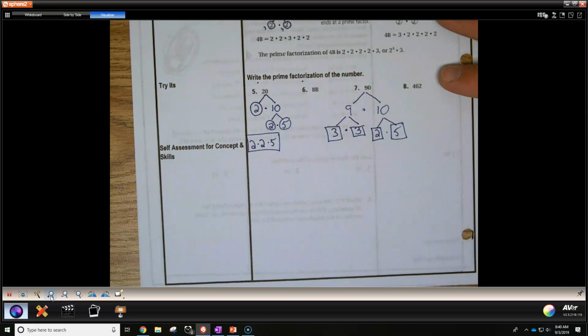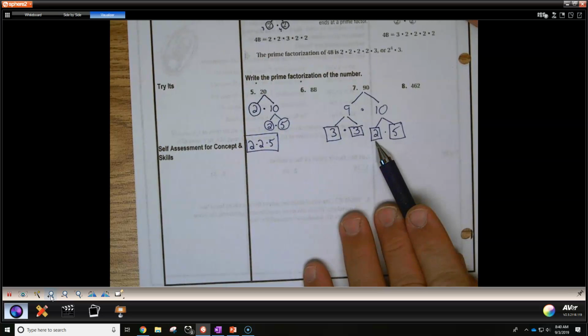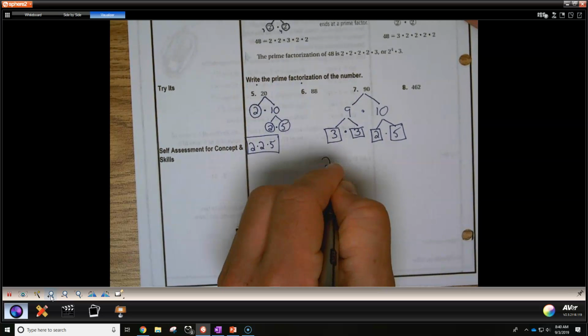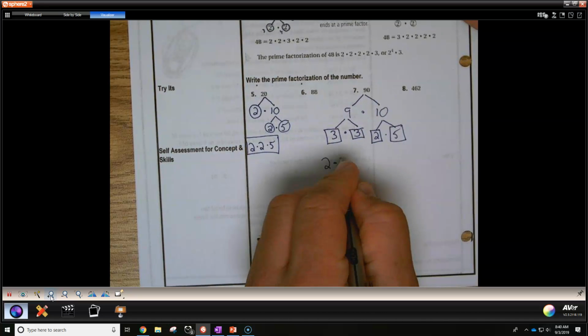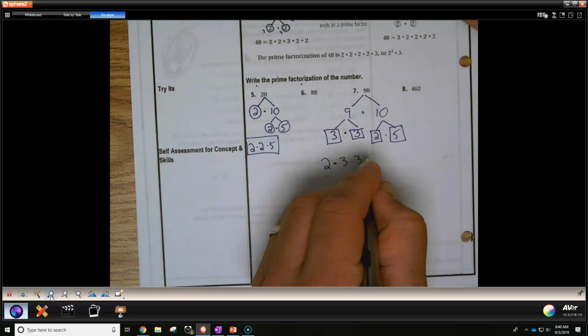So I'm done? Am I done? No. Who's saying no? Why am I not done? You're not done because you have to go 2 times. Oh, okay. So I have to write my answer. Yeah, so let's write my answer. 2 is my smallest number. 2 times 3 times 3 times 5.